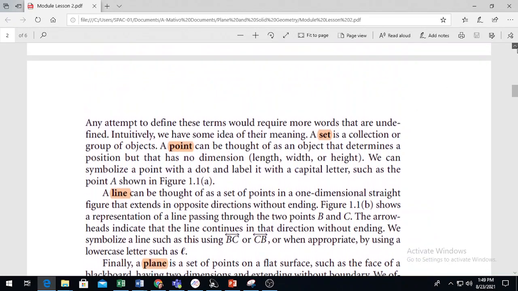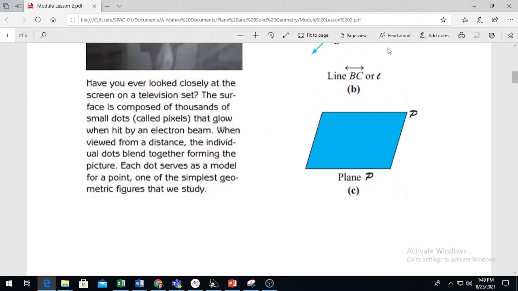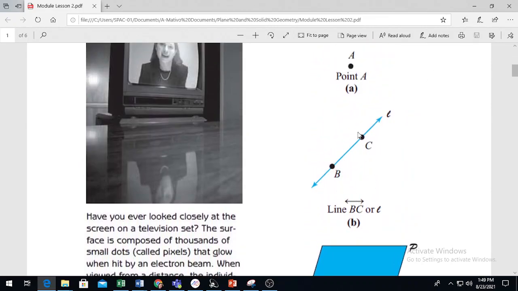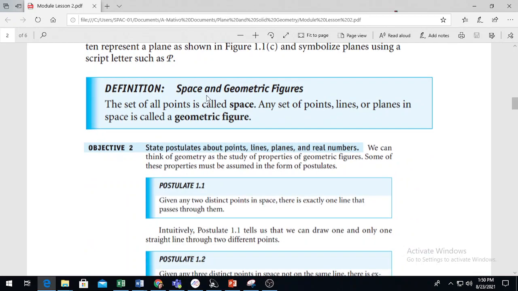So notice this one. This one is a plane. And this one is a line BC, and this is point A. So definition, space and geometric figure. So what is a space? A space, the set of all points is called space.